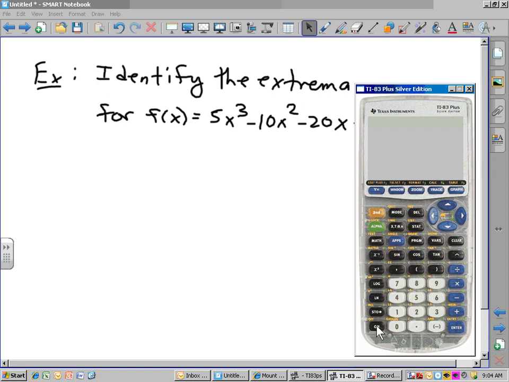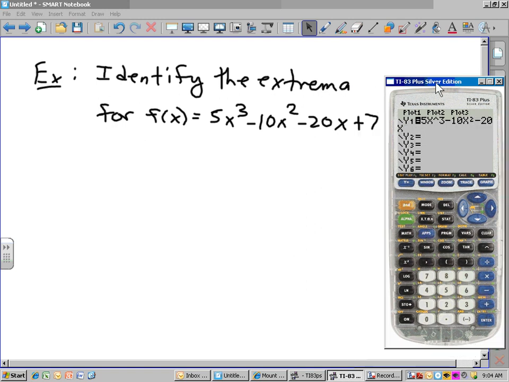So, let's type in the graph. 5x to the third minus 10x squared minus 20x plus 7. Start with a zoom 6, standard zoom. That way everybody's on the same page. Now, I can't see the entire graph. It looks like the top part is cut off and the bottom part is cut off. So, I'm going to change the window.